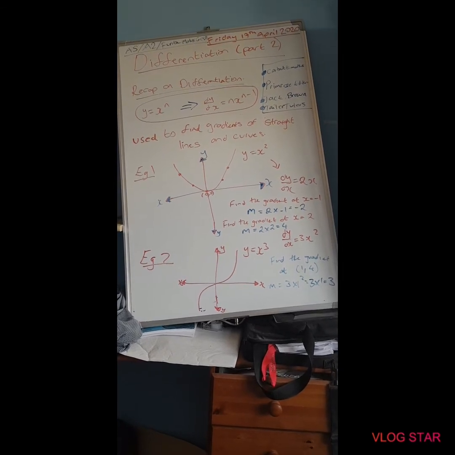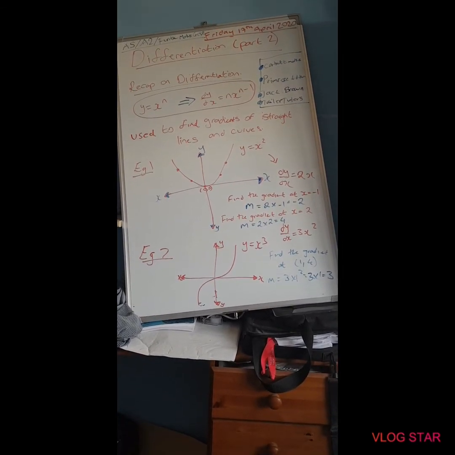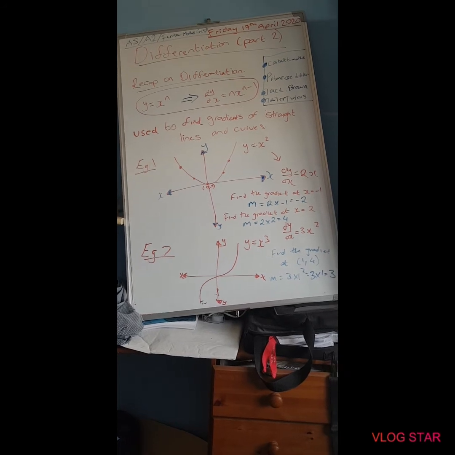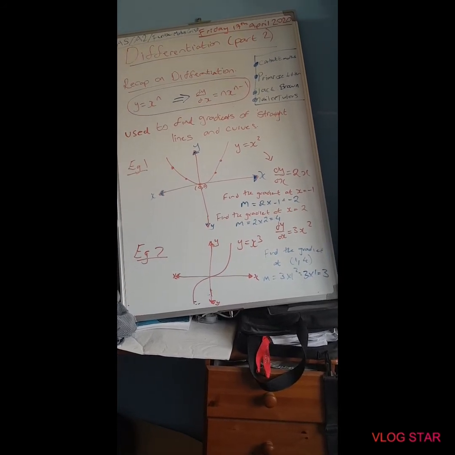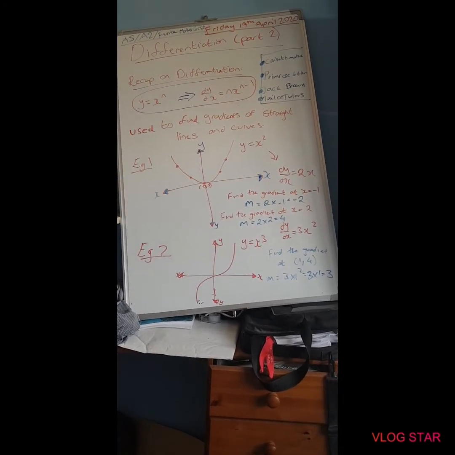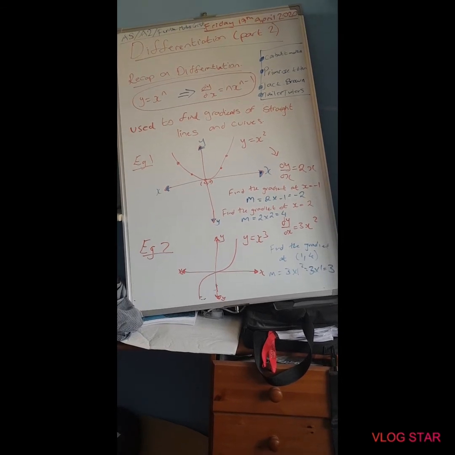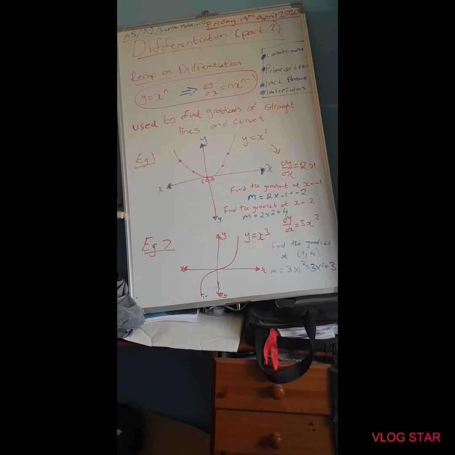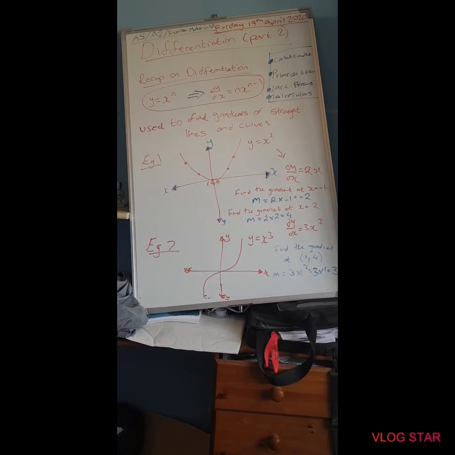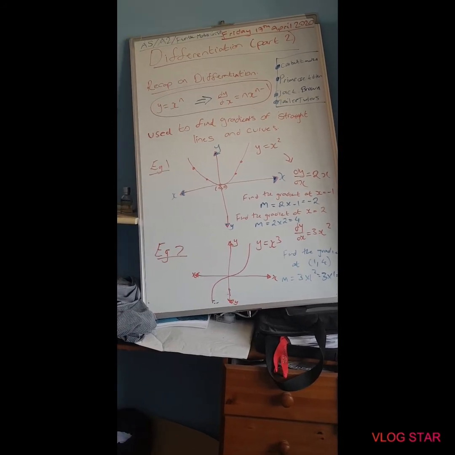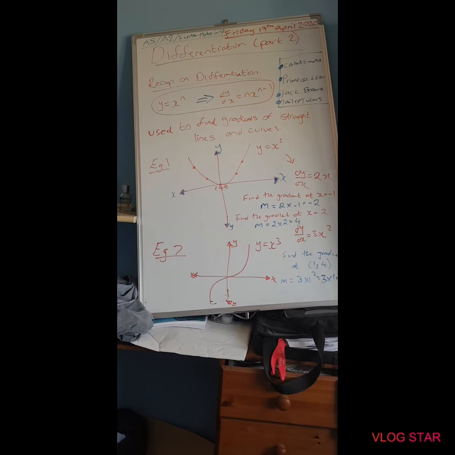So m is equal to 3x squared. So m is equal to 3 times 1 squared. 1 squared is going to be 1, and 3 times 1 is 3. So the gradient at the point 1, 1 will be 3. I hope that was clear, guys. That was a short video on finding gradients at given points.